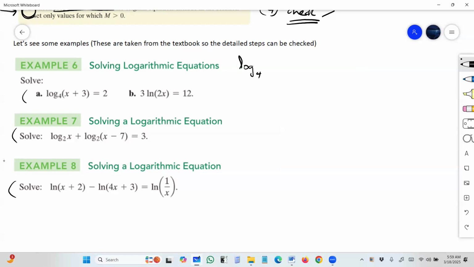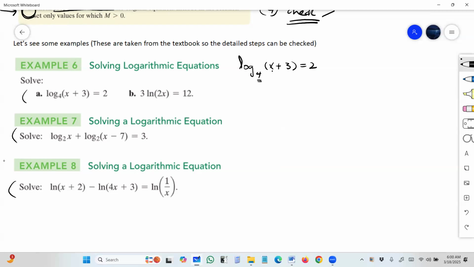So I have log base 4 of x plus 3 equals 2. We take a look at the log equation. It's an equation because the variable is inside the log argument. And I have to solve this. So this is the technique that we employ. We look at the base and we exponentiate both sides of the equation using this base.